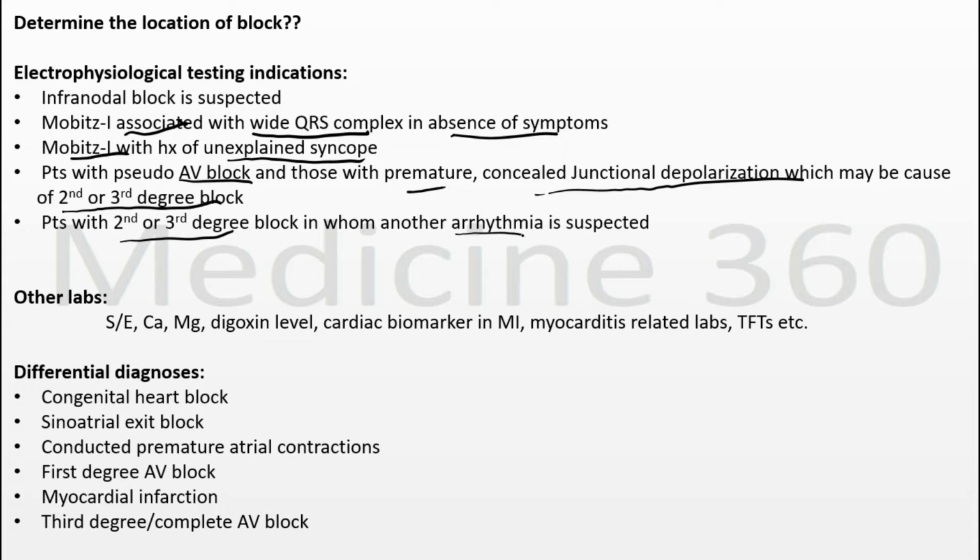Now we will discuss the differential diagnosis of second degree heart block. The diagnosis can be congenital heart block, sinoatrial exit block. What is sinoatrial exit block? In sinoatrial exit block, the impulses are generated in the SA node, but the surrounding tissues sometimes cannot transmit the impulse to the other tissues. So in the ECG, the normal sinus rhythm continues, and somewhere in the ECG, there will be the absence of a single beat.